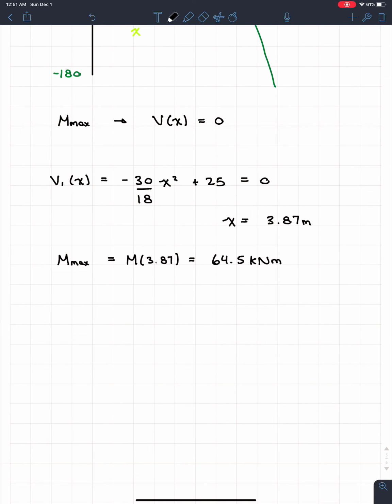So we can find M max, and I'll show you how to do this in a better way in later videos, but please don't use this method. That's kind of the moral of this video. Do not use this method. There are simpler ways. If you guys are studying for the finals, please look at videos 9.2 to 9.4 in terms of shear and bending moment diagrams.